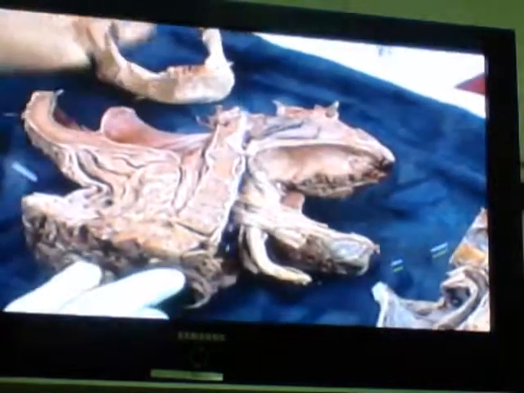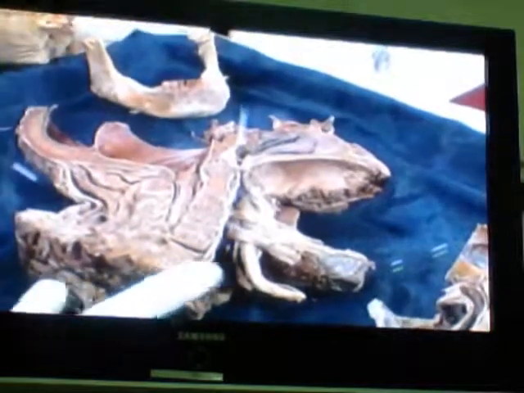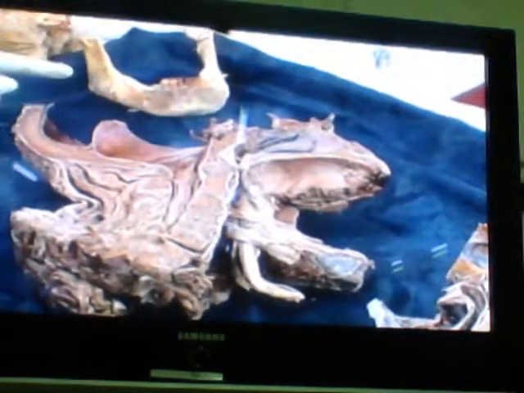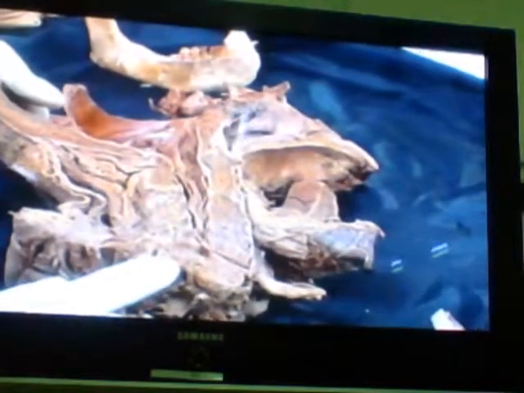Sixth cranial nerve, we said, leaves the junction of the pons and the pyramid. And when it leaves, it runs forward, runs up on this thing here.